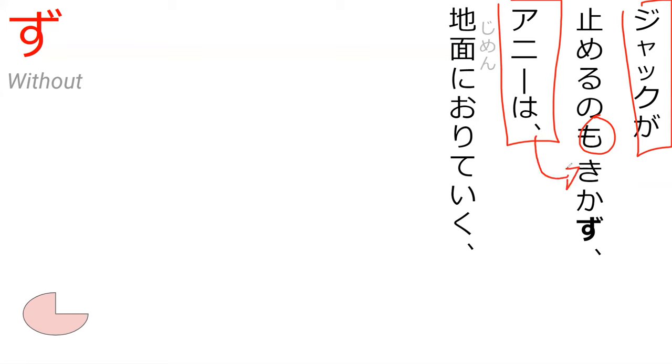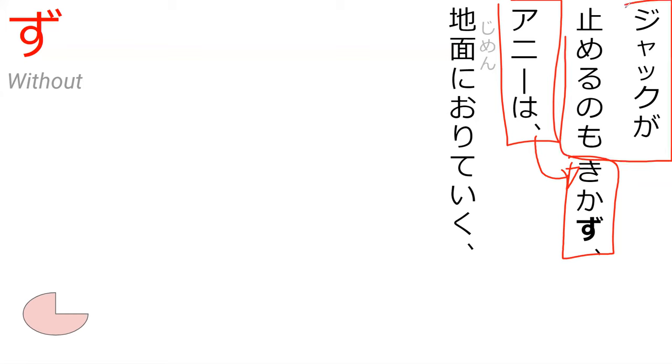Because Annie is supposed to kiku, but she kikazu. So what did Annie do or not do? She didn't listen. Who did she not listen to? Jack. And what was Jack trying to get her to do? What did she not listen to Jack saying? Tomeru no mo. So basically, to stop what she's doing. So she doesn't listen to Jack who wants her to stop, would be a way to explain that.